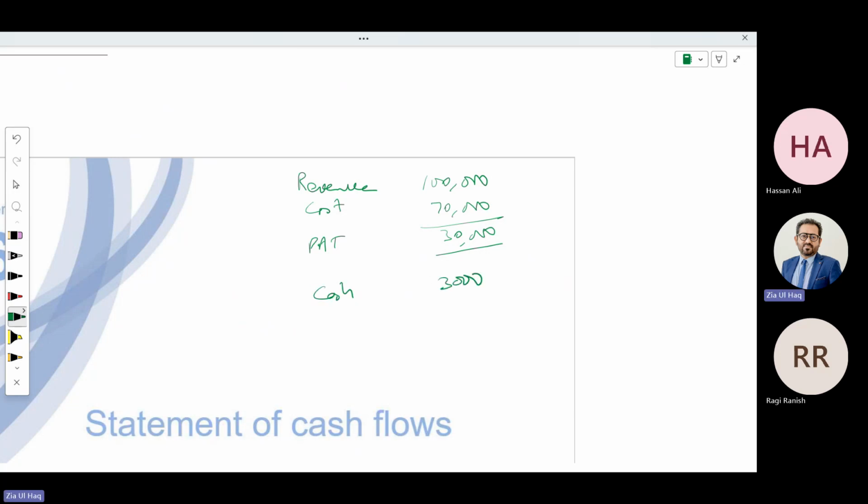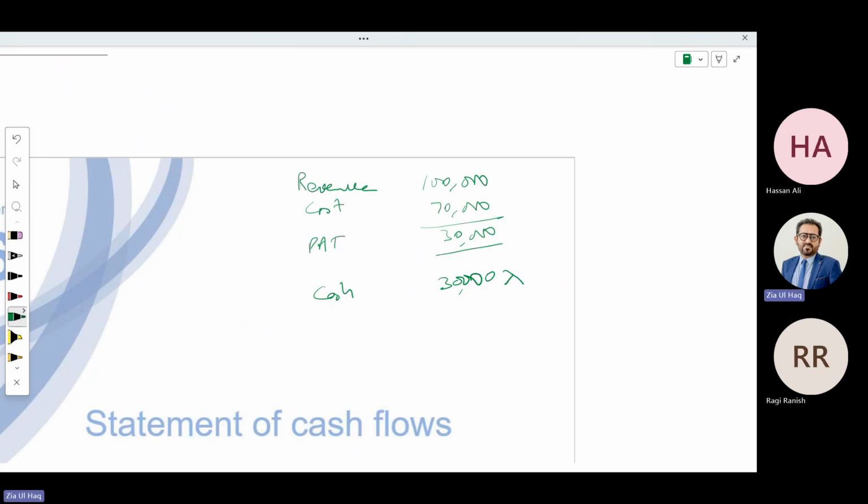Is that necessary? Business is also having 30,000 cash? No. Why? There could be some sales on credit basis. Business generated 100,000, paid 70,000, profit is 30,000. So whether business will be having same cash balance? No, because some sales are on credit basis that business haven't received yet. So cash balance could be different.